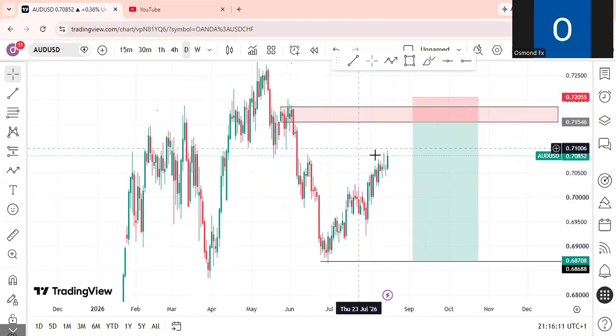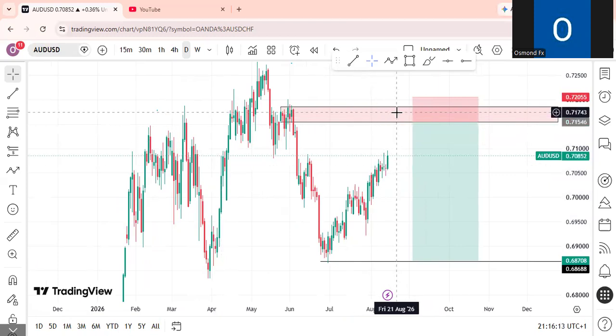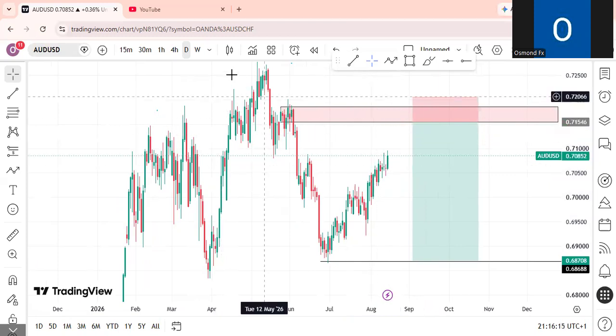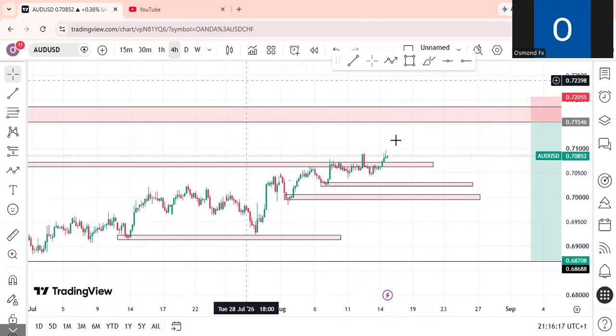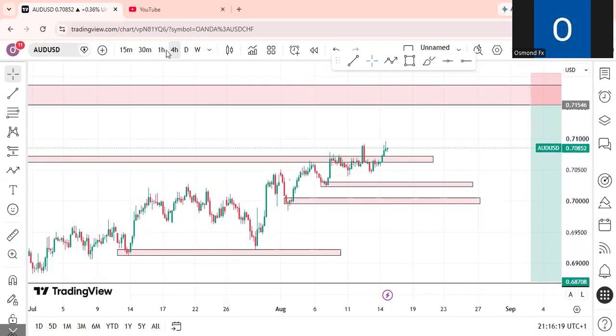For now, you guys should just be patient and wait for the market to come to this high before you do anything. Okay, so going to the 4-hour time frame.